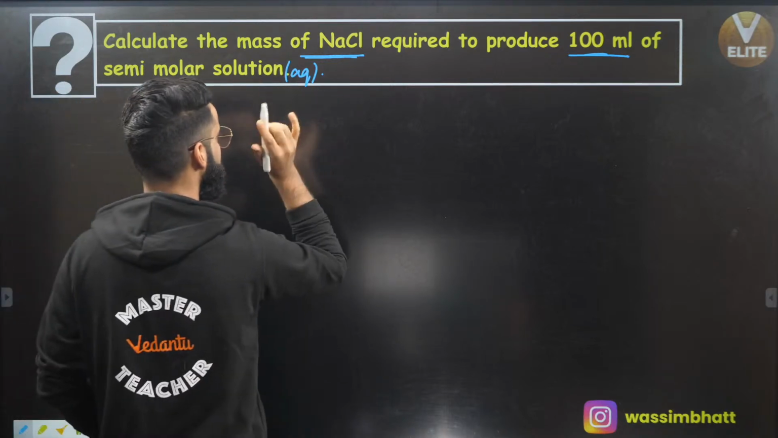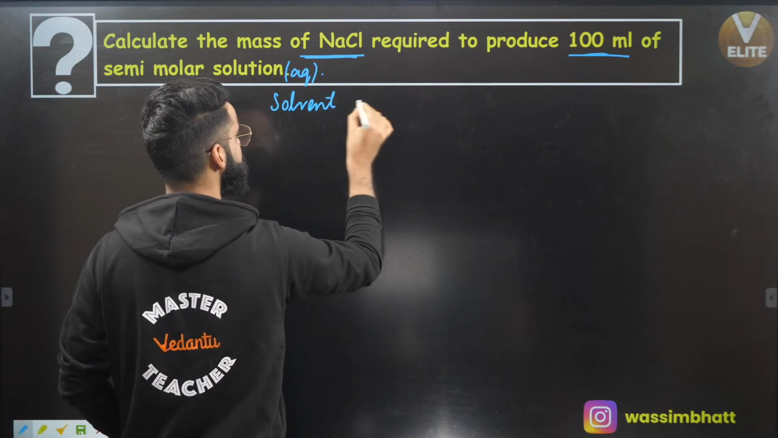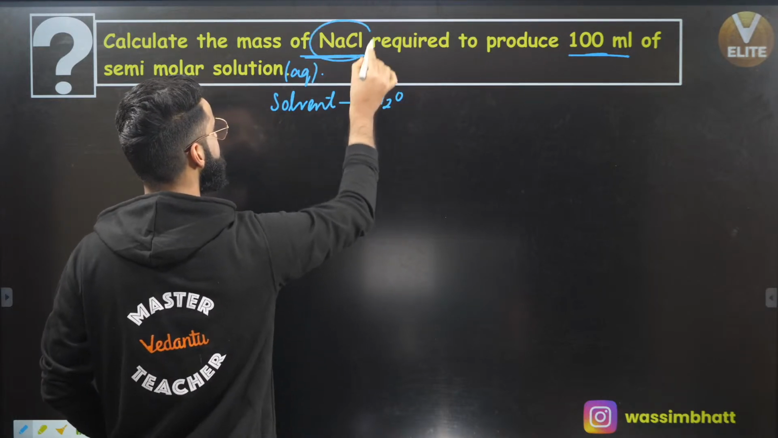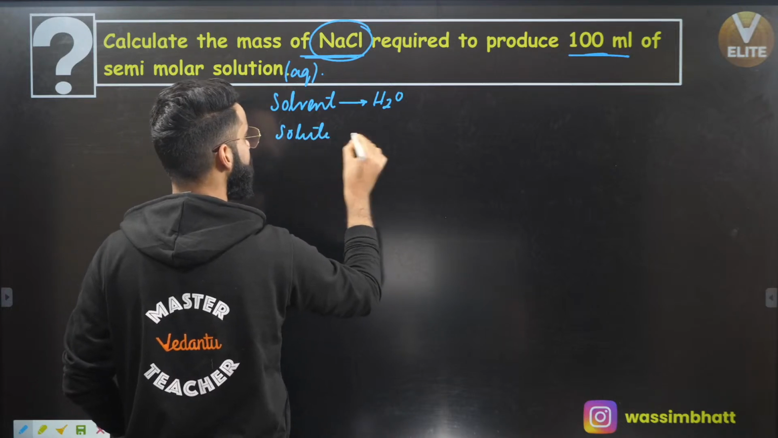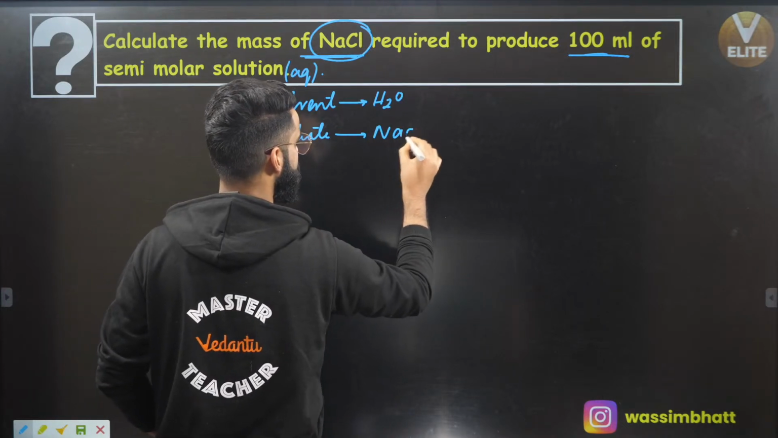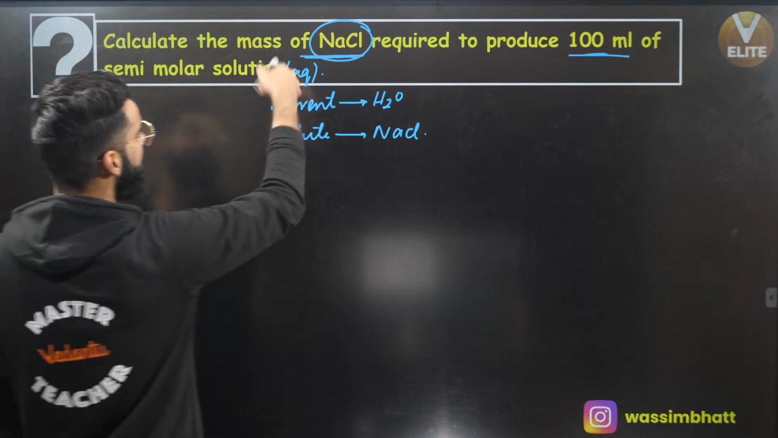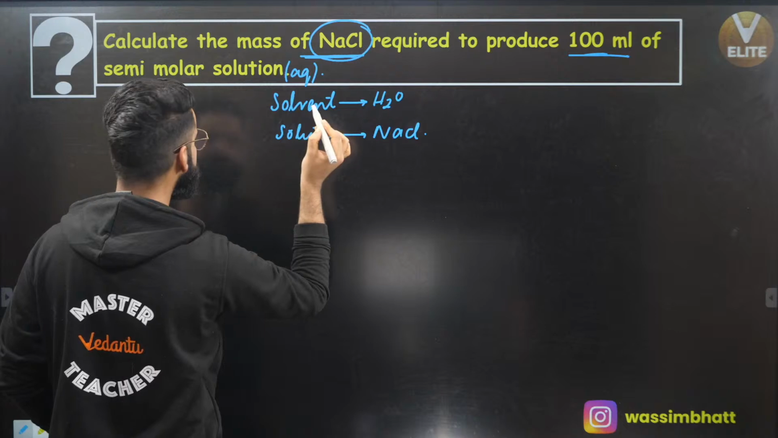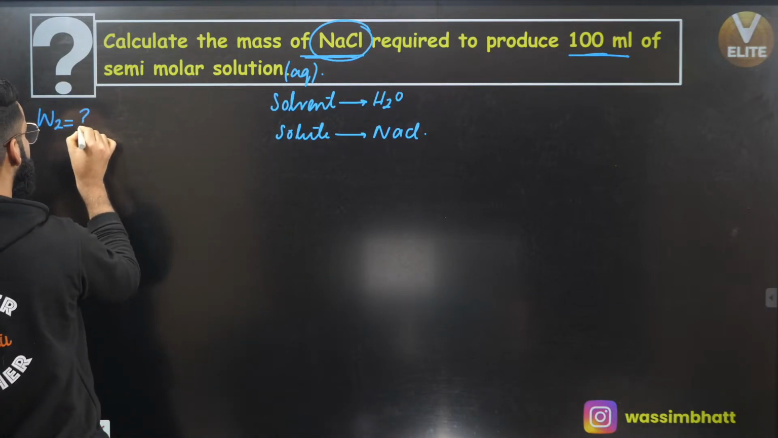Aqueous solution means my solvent is water. And in this water, what we have introduced? We have introduced NaCl into water, right? So my solute over here as per the question is NaCl. Correct? These are two things which I got to know. Now, calculate the mass of NaCl. That means I'm supposed to calculate mass of solute. Mass of solute is represented by W2. I'm supposed to calculate the value of W2 actually.